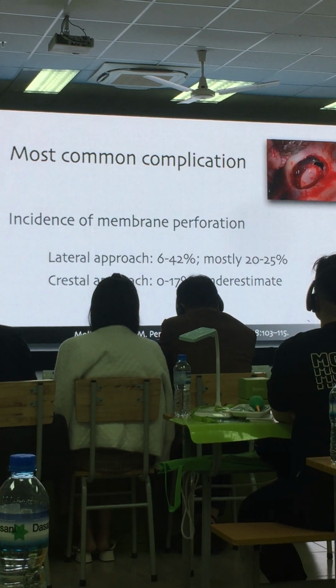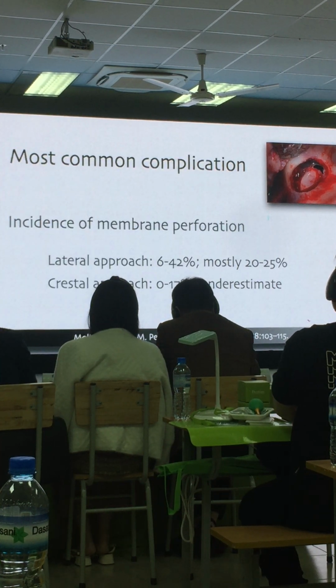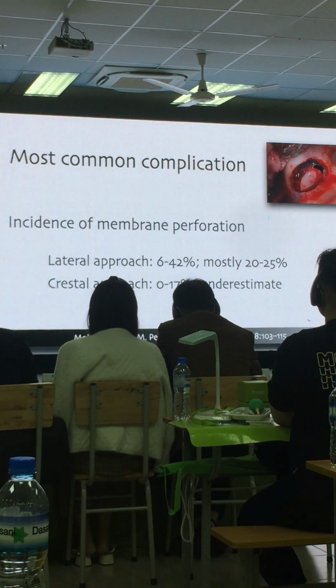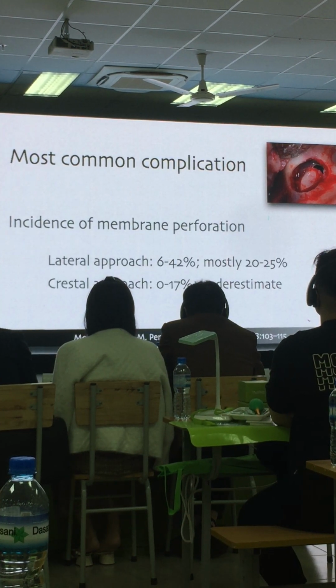Perforation of sinus membrane is the most common complication during sinus surgery. The incidence rate varies in many studies, mostly around 20%. Although the Summers approach appears to have less occurrence of perforation than the lateral approach, in reality, it tends to be underestimated.